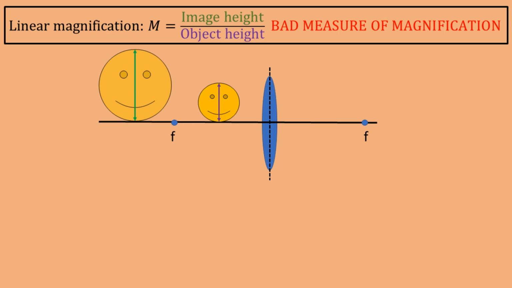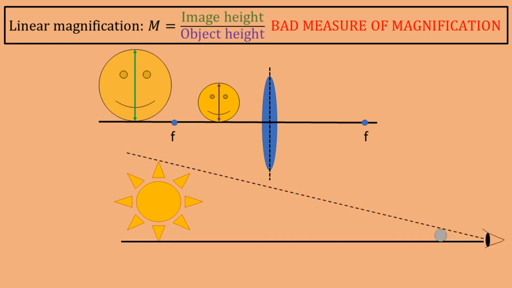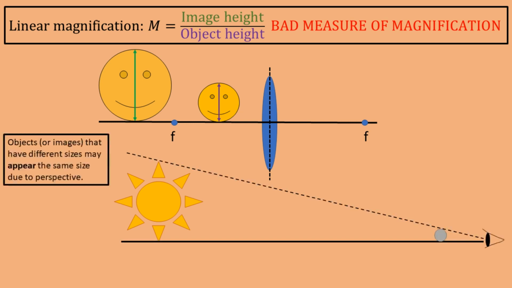For example, the actual size of the sun is much larger than the actual size of a golf ball, but as long as the golf ball is close enough to your eye and the sun is far away enough, the two objects appear to have the same size due to perspective. Similarly, a virtual image that is really large may still appear really small to you if it is very far away. Therefore, we introduce a measure of magnification that better describes the apparent size of the image in comparison to the apparent size of the object.